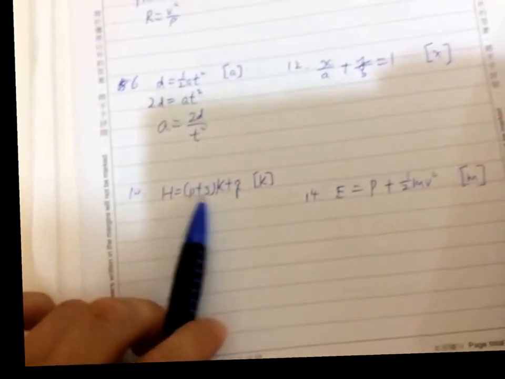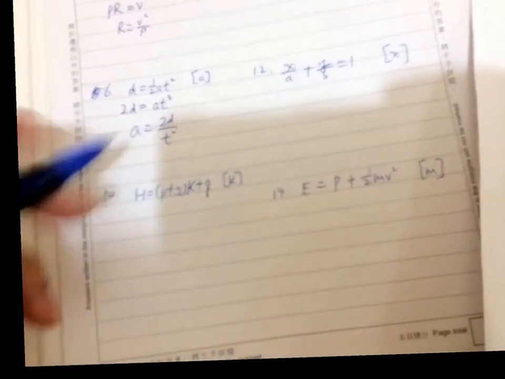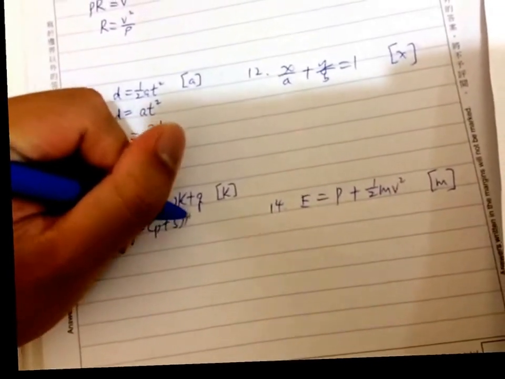Number 10. I want to find k common factor. Okay. So this term is not useful. I move it out. And I just need k, and there's no other k here, so I have already factored out.